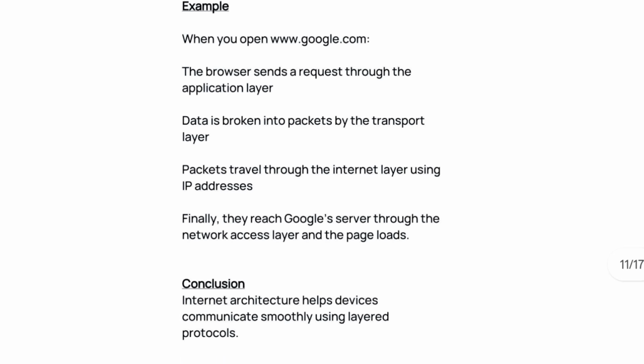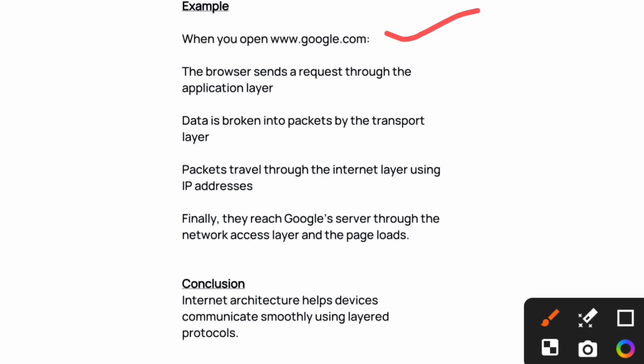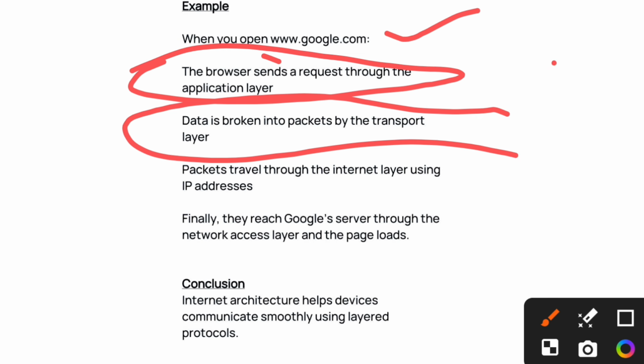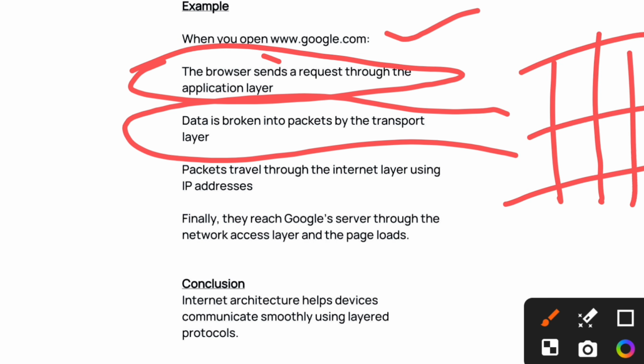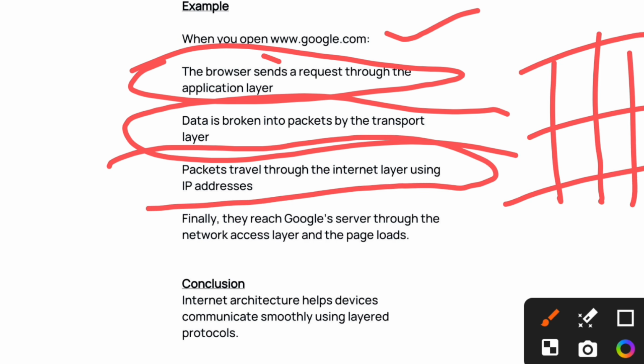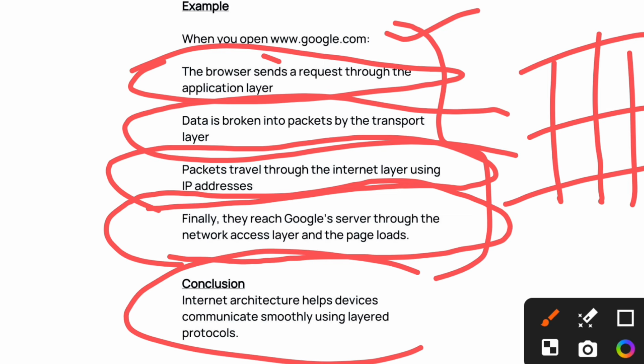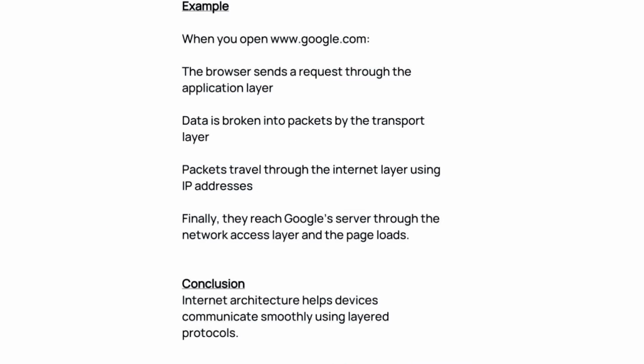Example: see here, I have given the example also. When you open www.google.com, the browser sends the request to the application layer. Then the data is broken into data packets. Next it gets the IP address. Then finally it reaches the Google server through the network, and the page loads. So this much process happens when you search anything in Google. Clear? So the conclusion is that internet architecture helps devices communicate smoothly with layered protocols.